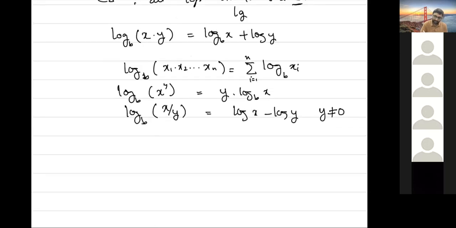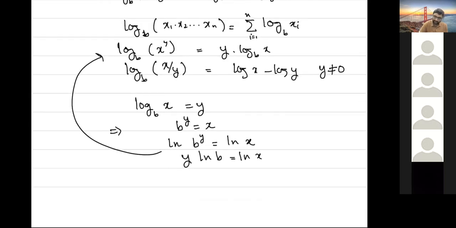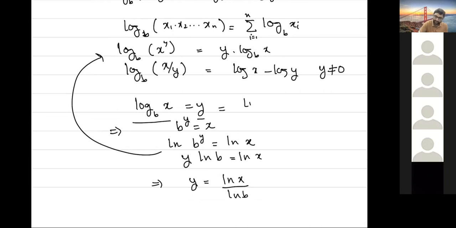And similarly, suppose I want to find log base b of a number x, and I say this is equal to y. What does it mean? It means that b to the power y is equal to x. Now I can apply natural log on both sides. Then I have y times ln b is equal to ln x, using this property of log. This means y is equal to ln x divided by ln b. But this y is exactly equal to log base b of x. So it means that it is natural log of x divided by natural log of b. So you can always change the base.